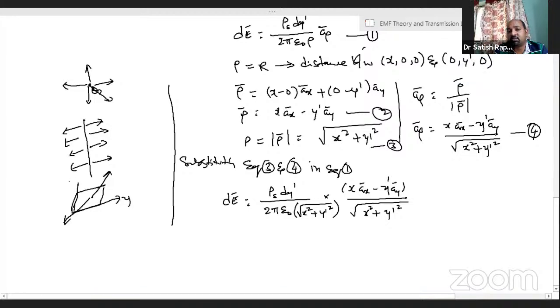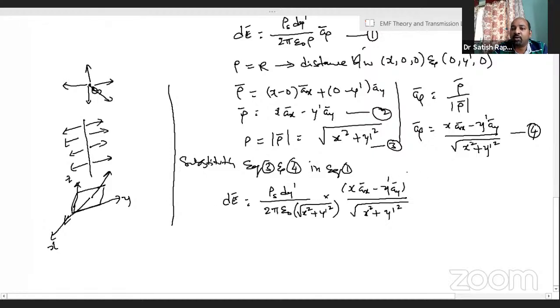So the surface is on the yz plane, then the electric field will be in the x direction, right? Because the x-axis is normal when the surface is considered on the yz plane. So therefore the electric field directs in the x direction, and the electric field can be neglected in all the other directions.